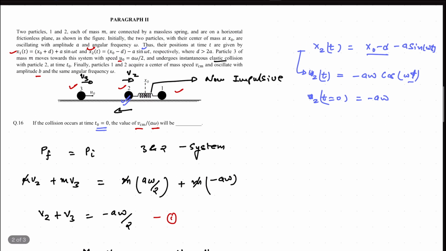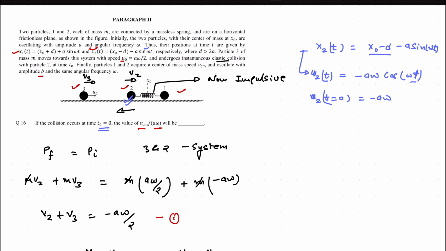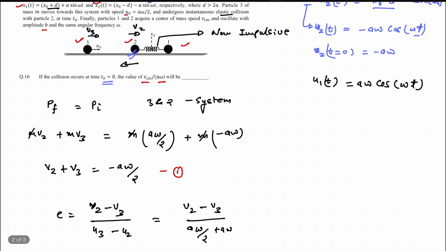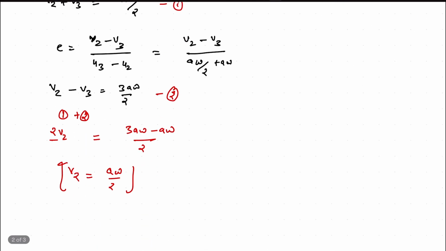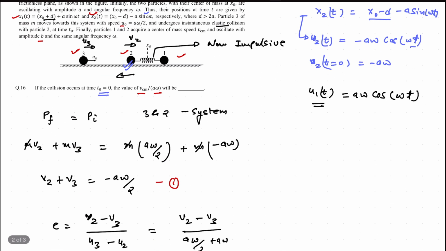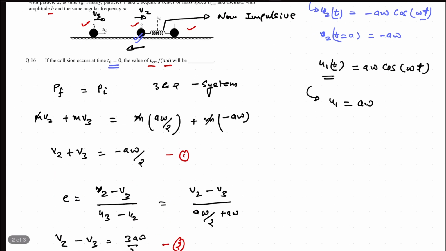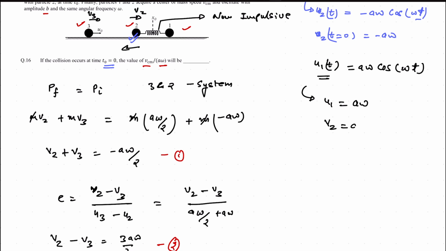At this point, let us also find the velocity of the first particle at t equals 0. The velocity u1 is just the differentiation of this equation, so this term will be 0, and we get a omega cos omega t. Alright, so just after the collision, let us find the velocity of the center of mass for particle 1 and particle 2. Particle 1 is moving with a velocity of a omega, and particle 2 is moving with a velocity of a omega divided by 2.